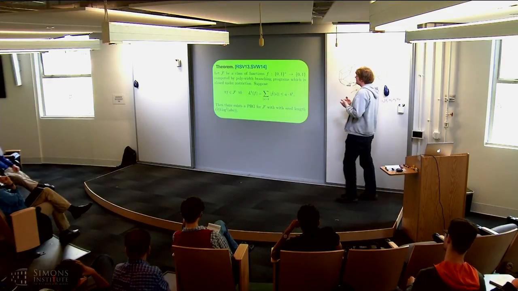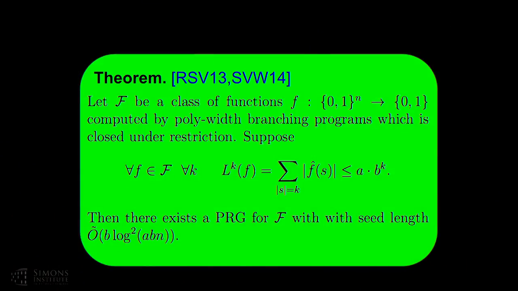All right, so this is the theorem that we proved. As I said, if we have this Fourier growth bound, that's going to allow us to do the pseudorandom generator. But there are these other two assumptions here that are kind of annoying. So the closed under restriction is basically saying that when I recurse, I stay within this class. That's all it's needed for.